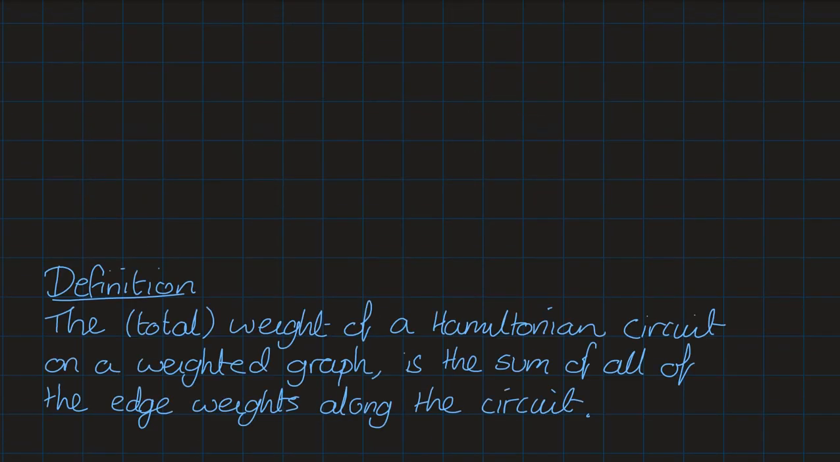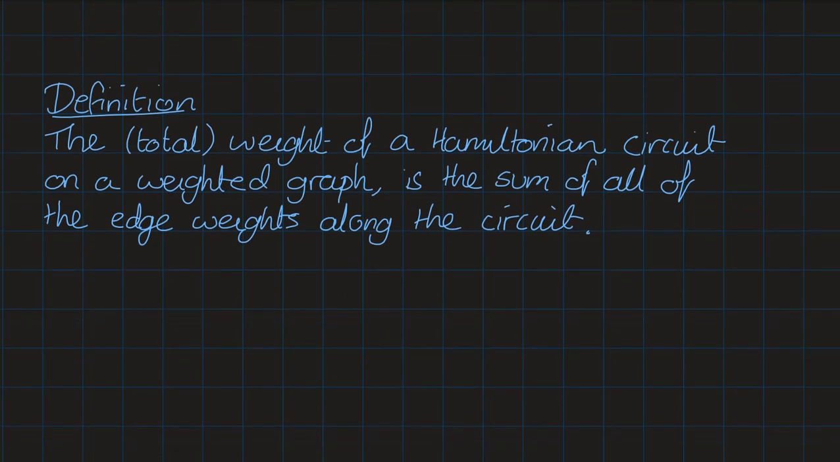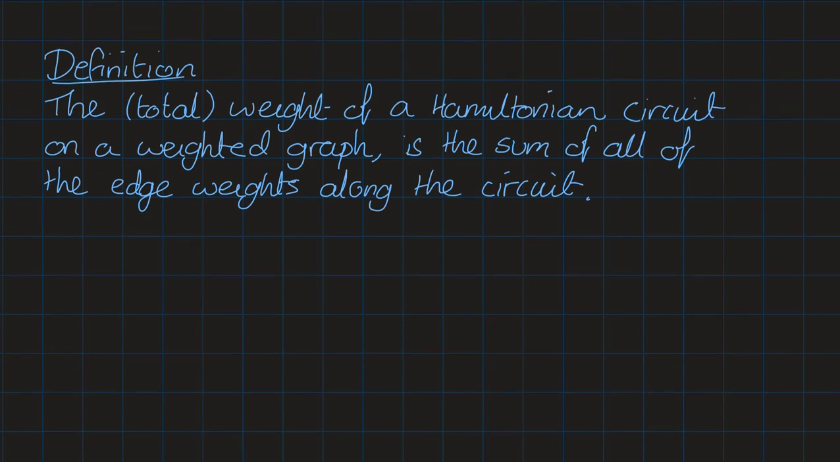But first we need to quickly talk about weighted Hamiltonian circuits, because these will be useful in the statement of the problem. So the total weight of a Hamiltonian circuit on a weighted graph is simply the sum of all the edge weights along the circuit. So it's a relatively simple definition. If you recall that a weighted graph is just a graph where there are numbers on the edges, the weights of the edges. So the total weight of a Hamiltonian circuit is you just add up all the weights along the circuit. Okay, so this is a very important definition for you to know.